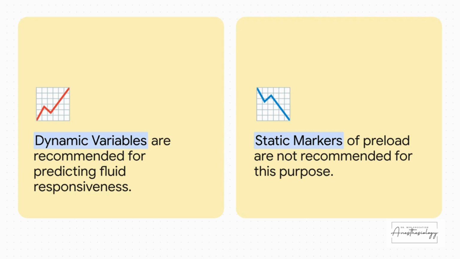In this slide, this illustrates one of the biggest shifts in the entire document. The panel is coming out strongly in favor of using dynamic variables. Think passive leg raising or pulse pressure variation. They are telling us to use these tools to predict fluid responsiveness. On the flip side, those old static markers like CVP, they are explicitly not recommended for this purpose anymore.